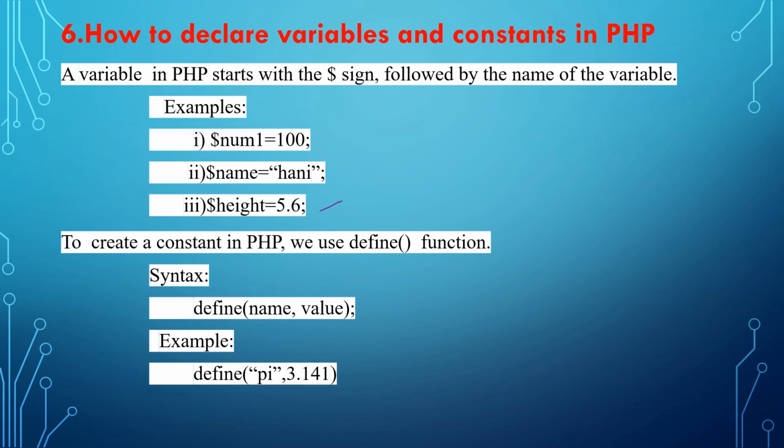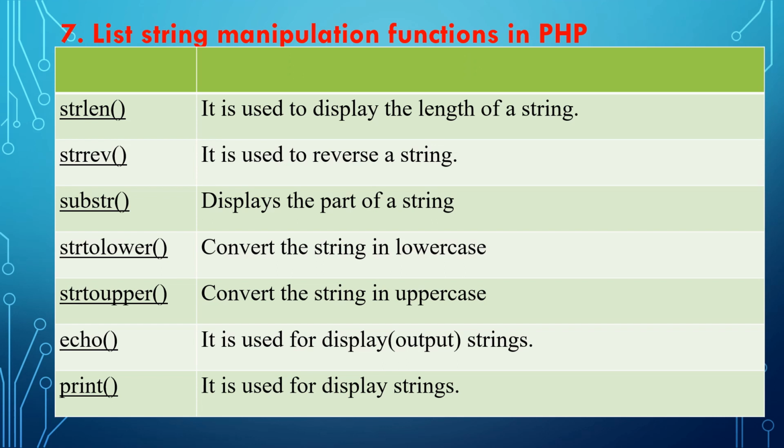Next, how to create a constant in PHP. To create a constant in PHP, we use define function. The syntax is define, name and value. For example, define pi, comma, 3.141. This is how to declare variables and constants in PHP. Next, we talk about some of the string manipulation functions in PHP.